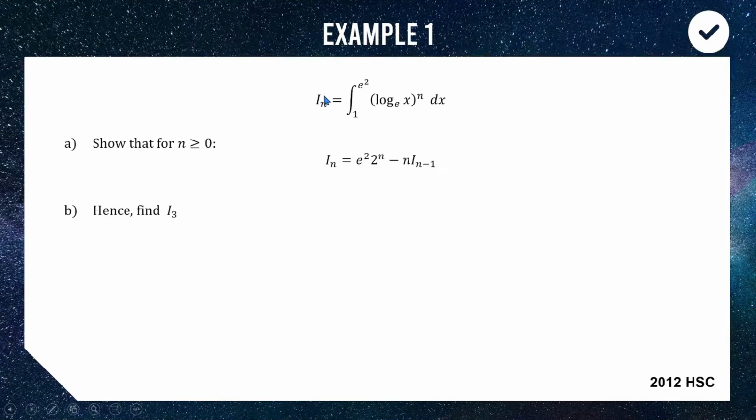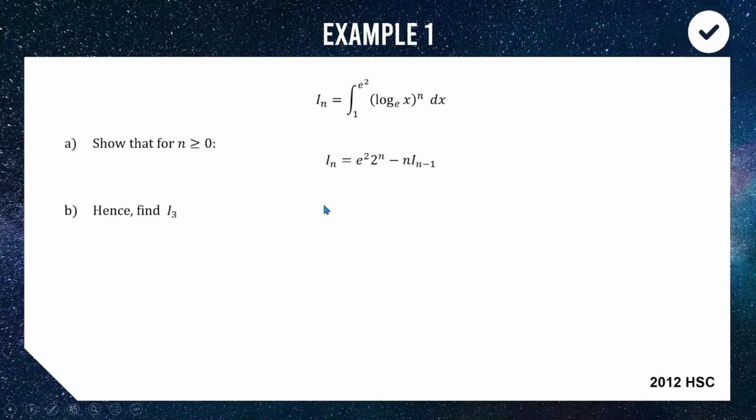We have the integral, with a label of n, from 1 to e squared of log base e, which is the same thing as ln x to the power of n. Okay, so that power of n corresponds with the label on our integral. So for example, in part B, when we find I3, we're going to find this integral with a power of 3. So to get I3, they've given us what's called a reduction formula, which is a formula linking a power of our integral with one step below. We're going to attempt to prove this formula so we can then use it to find I3 in part B.